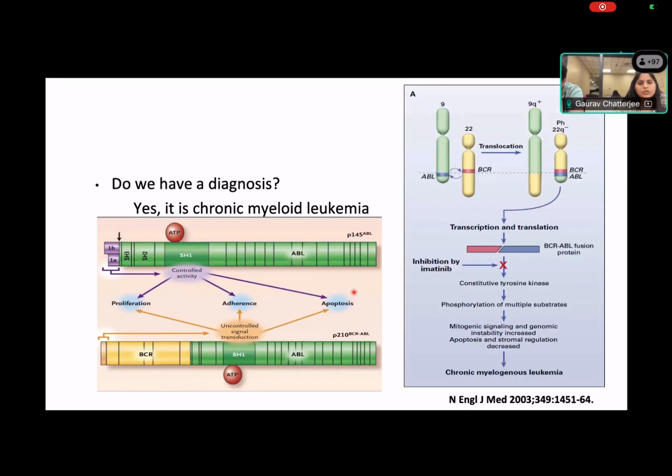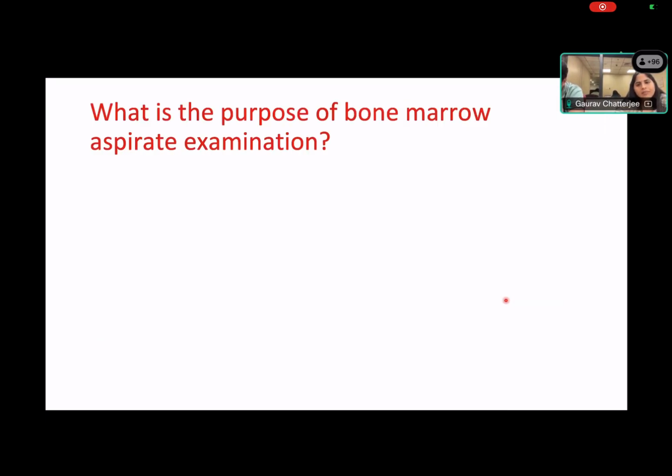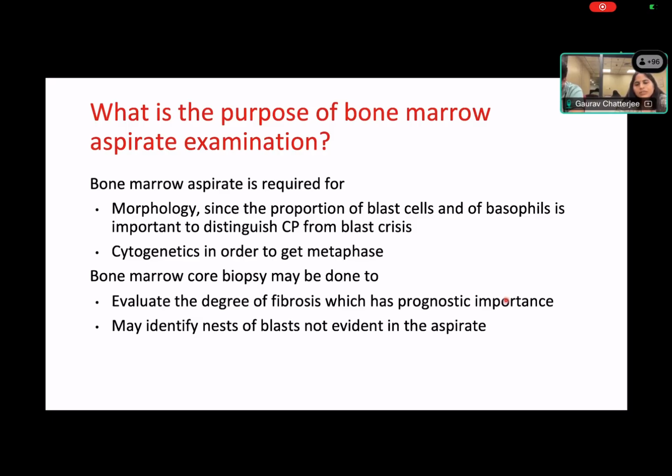Correct. So we have a diagnosis where we know a reciprocal translocation of BCR-ABL has happened, where because of formation of the BCR-ABL fusion we will have constitutive activation of the BCR-ABL gene, and that will lead to chronic myeloid leukemia. Yet we went ahead and performed bone marrow because it will help us distinguish between chronic phase and blast crisis, as well as cytogenetics is usually possible only in bone marrow because metaphase we get in bone marrow and we don't get that in peripheral blood.